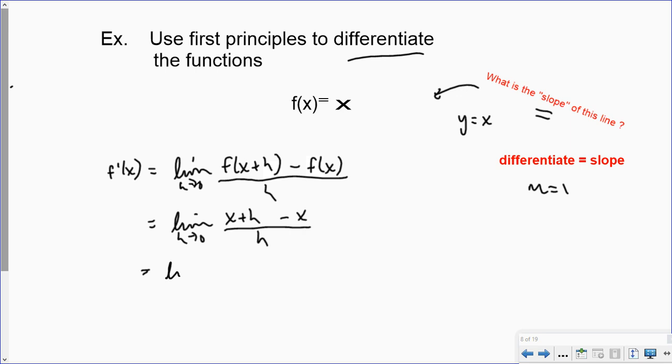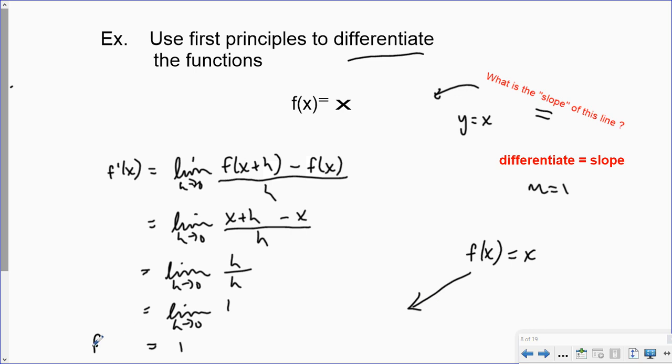Notice that that just leaves me with h over h, or the limit as h approaches 0 of 1, which equals 1. And that's exactly what I thought here. So when I have my original function, my derivative is 1.